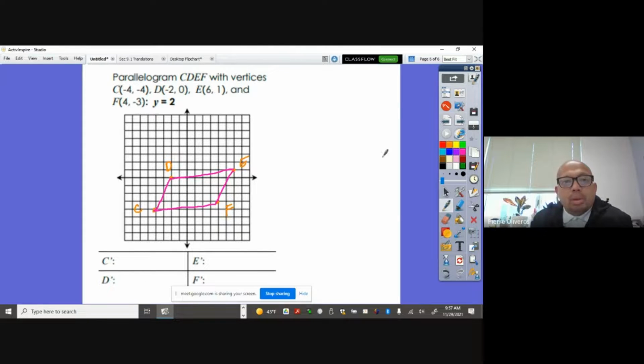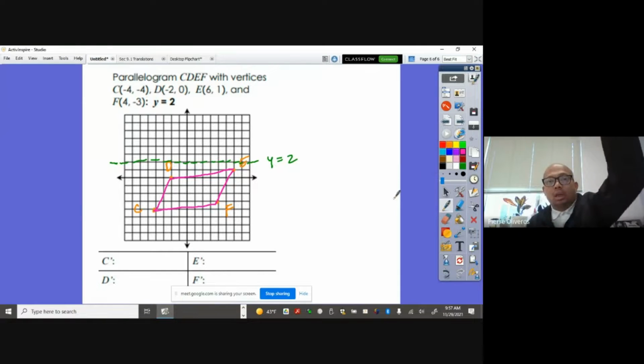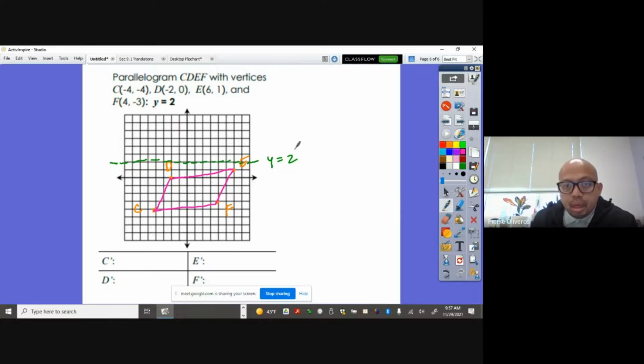Now, where's y equals 2? The y equals 2 is right here. It's a horizontal line, this green dotted line here. That's y equals 2. Since it will reflect over y equals 2, it reflects on top of that line, okay? So how far is the 1 from the green dotted line? This is only 1 unit.